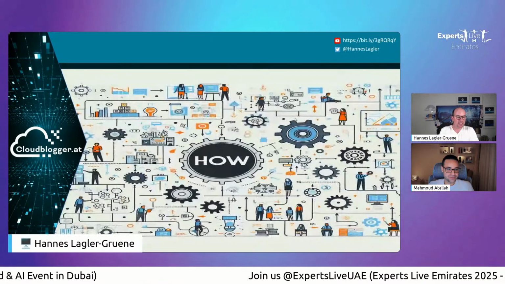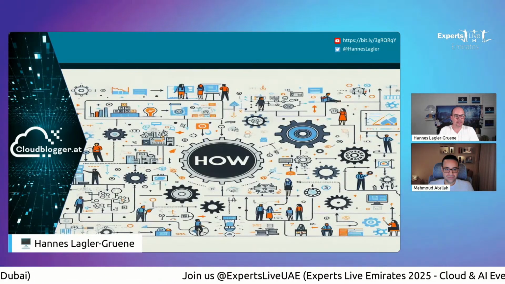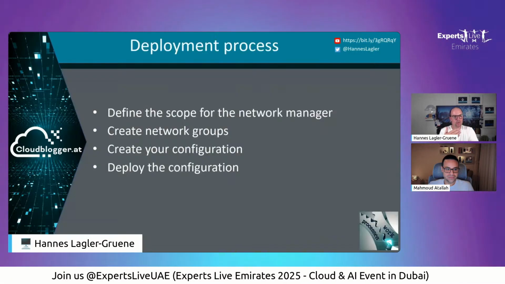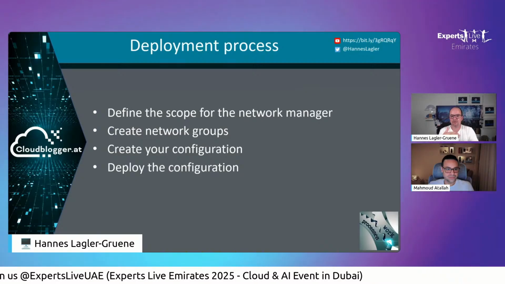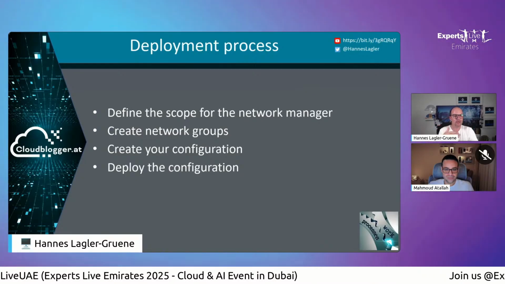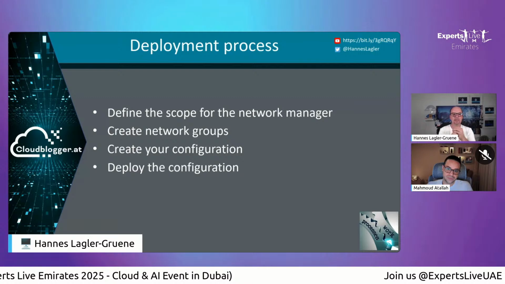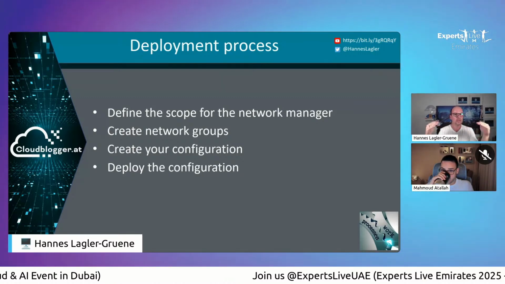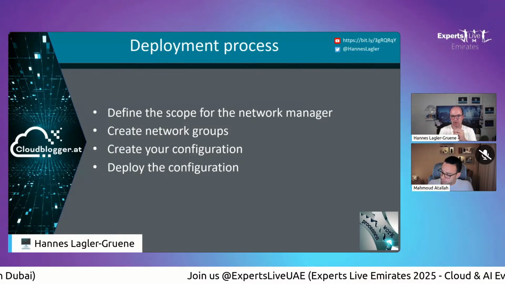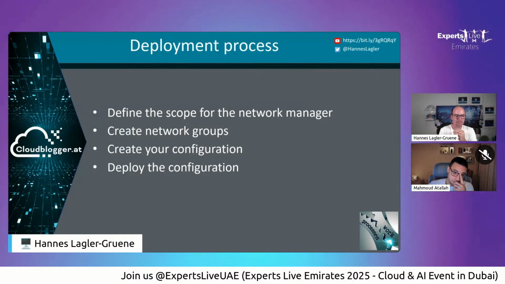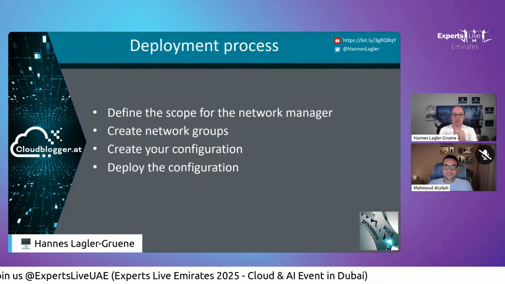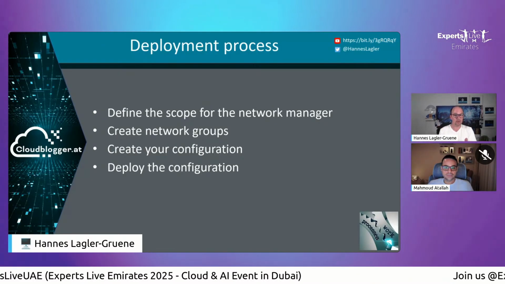So the next question is, how can we start with Azure Virtual Network Manager? The process is really clear. First of all, you have to provision Network Manager, and inside the provisioning, you have to define your scope: the scope over the virtual networks, the scope over the management group, or whatever. Then in the next step, you create your network groups. Then you create your configuration, and at the end, you deploy your configuration.